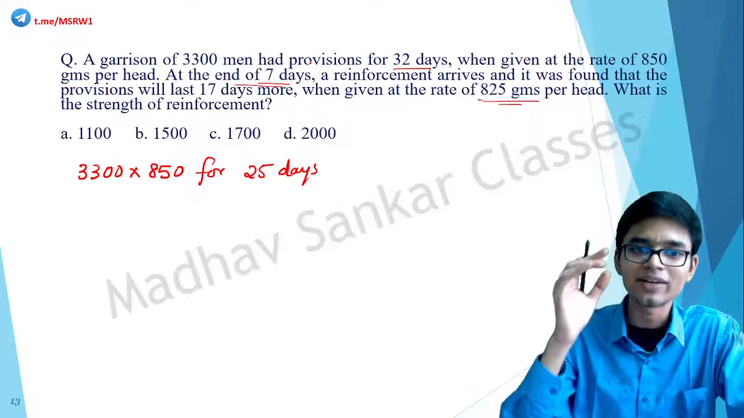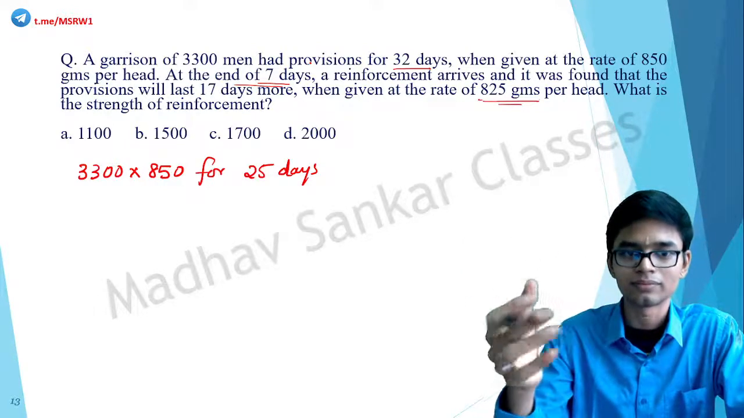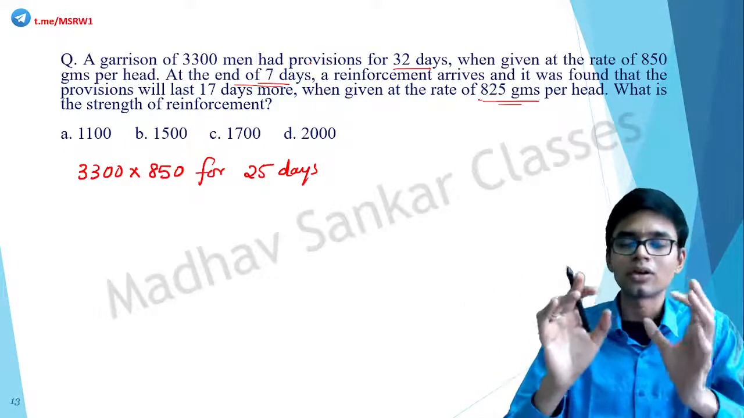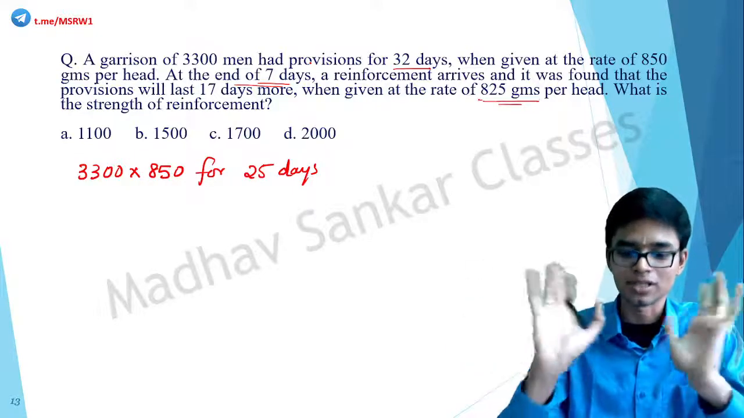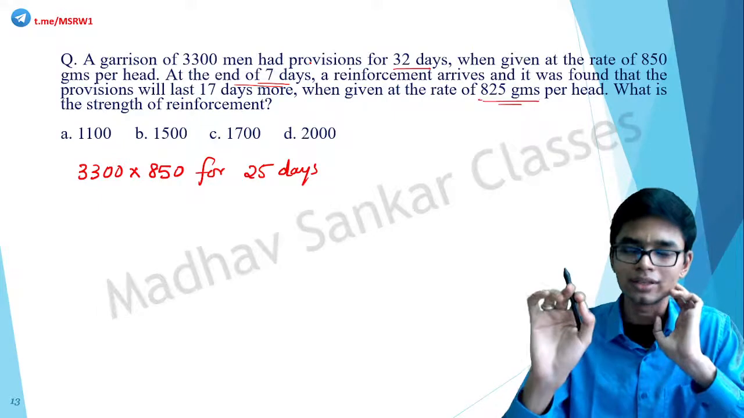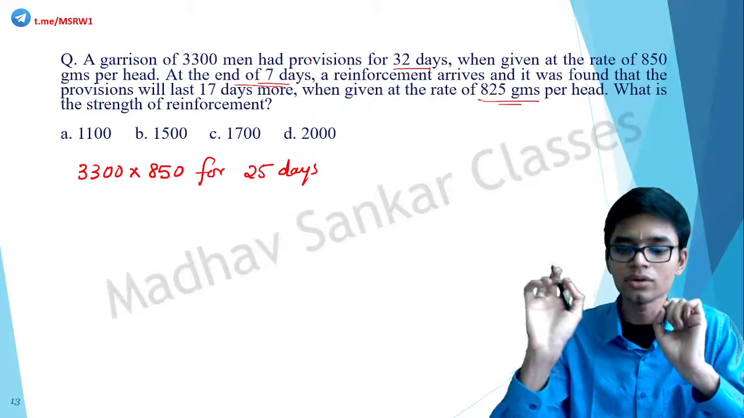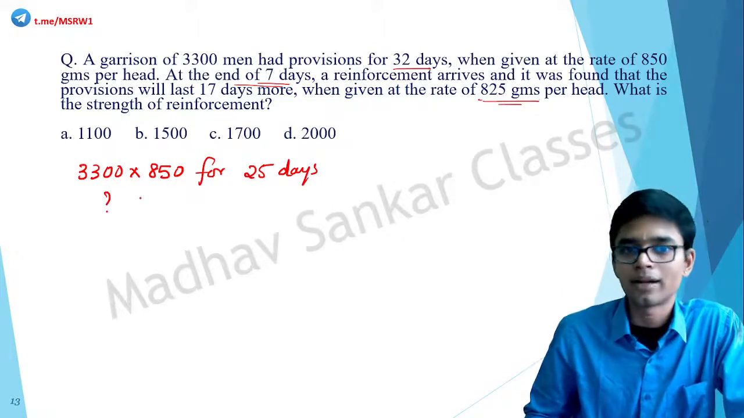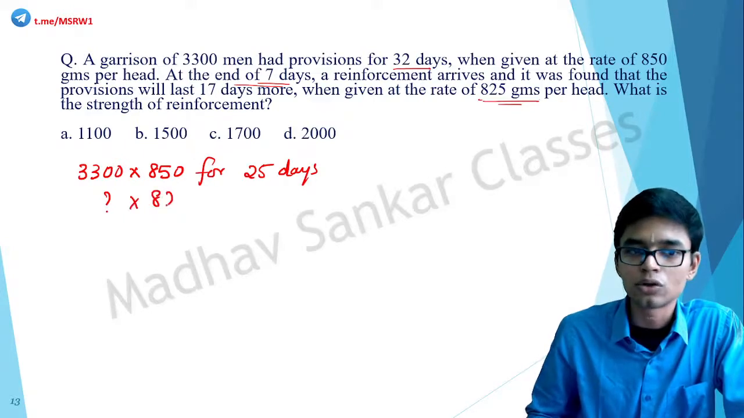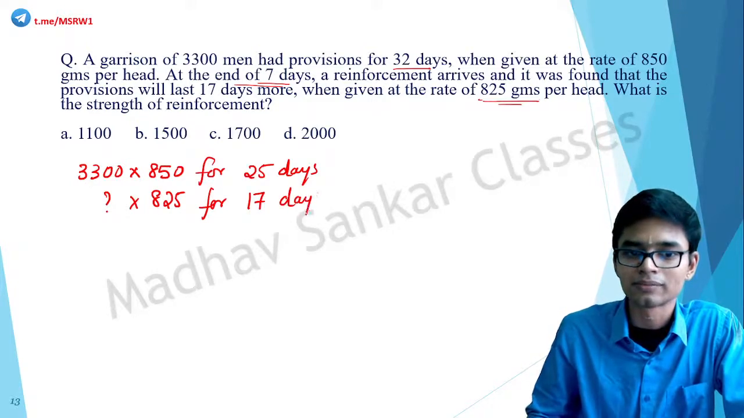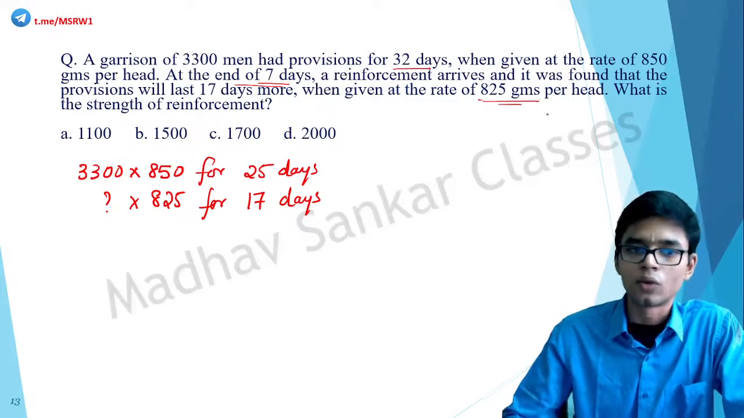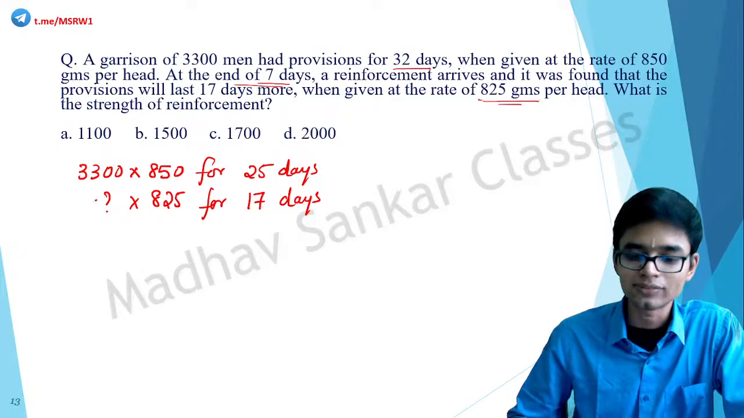So the equation all changed. So only for the first 7 days they had the provisions, so 32 minus 7, 25 days remain. 3,300 into 850 for 25 days. And some number of men came. The provision was cut down to 825 grams per head. And this is given for 17 days. Clear? Now, what is the strength of reinforcement? So let this value be X.